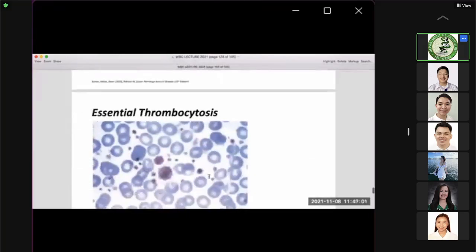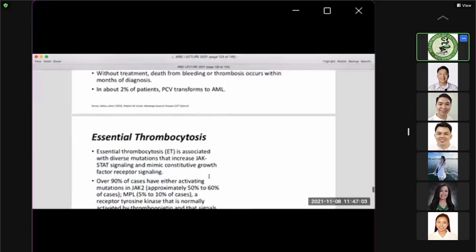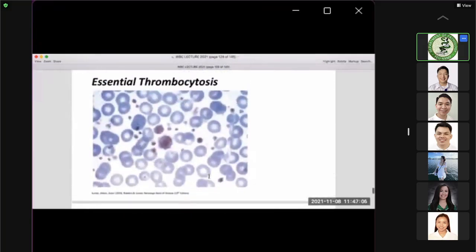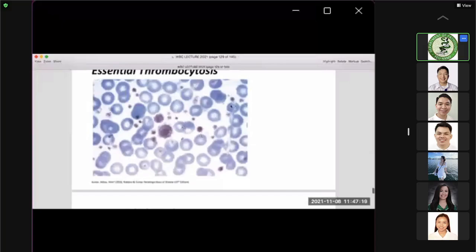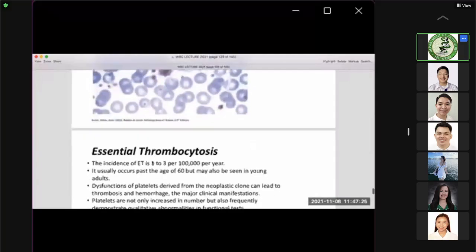Okay. So this is what we see. We get to see a lot of platelets in the peripheral blood smear. Usually about 7 to 20 per oil immersion, but as you can see here, it's greater than that. So that's thrombocytosis. These small structures here are the platelets.